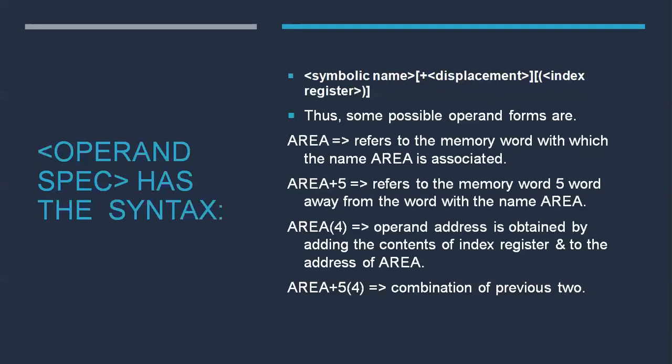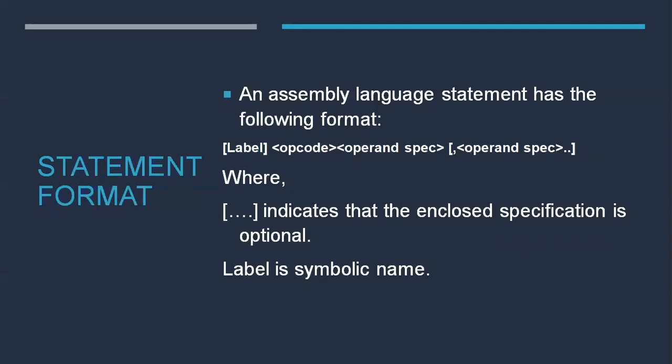Now I hope you understood that each and every symbol is an operand, and each operand has an address, and by considering the address only, the instruction is executed. So this is the statement format of an assembly language statement: label, then opcode, then operand specification, and then the extra operand specification if any. We are going to see examples of that, don't worry right now.